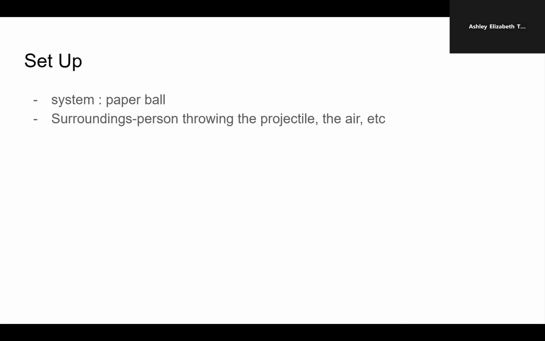For our setup, we used a paper ball as the projectile. The surroundings included the person throwing it and the air, which produces drag. We recorded this motion and used Tracker to analyze position, velocity, and acceleration over time. This allowed us to compare real experimental data to our theoretical predictions.